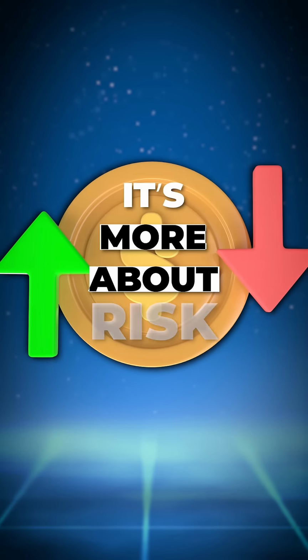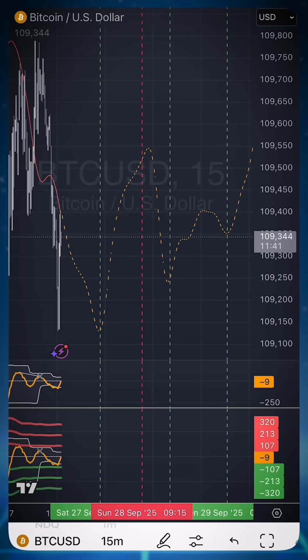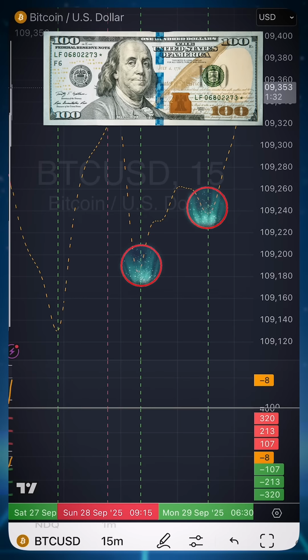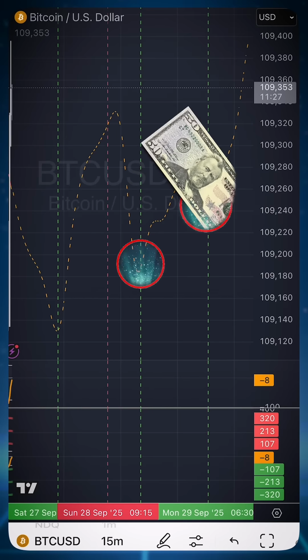And here's another interesting point. It's more about risk management. If we see two bottoms in our mathematical model, I recommend dividing your money into equal parts and entering the position twice, here and here.